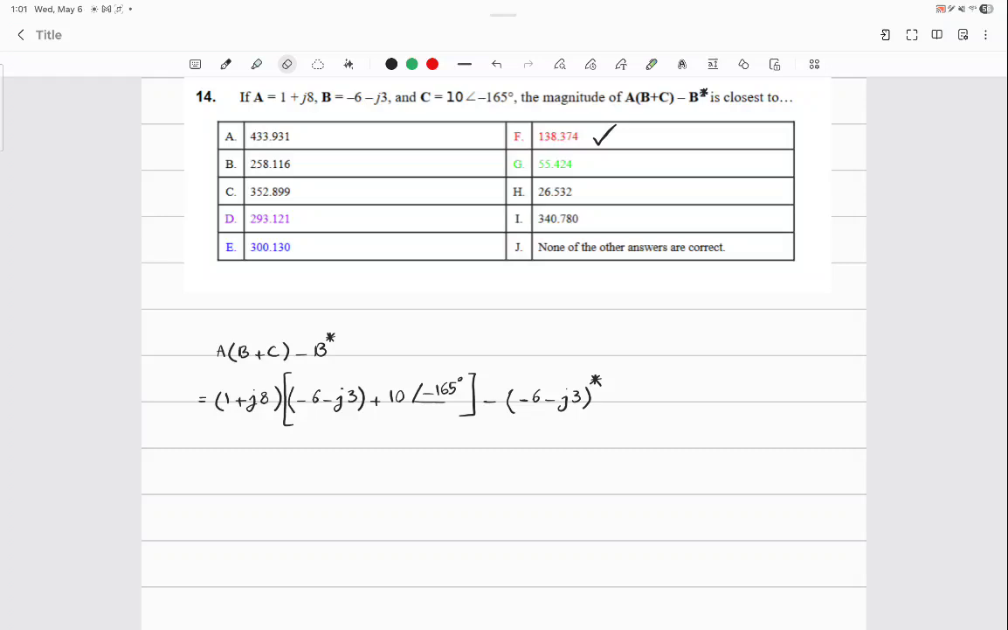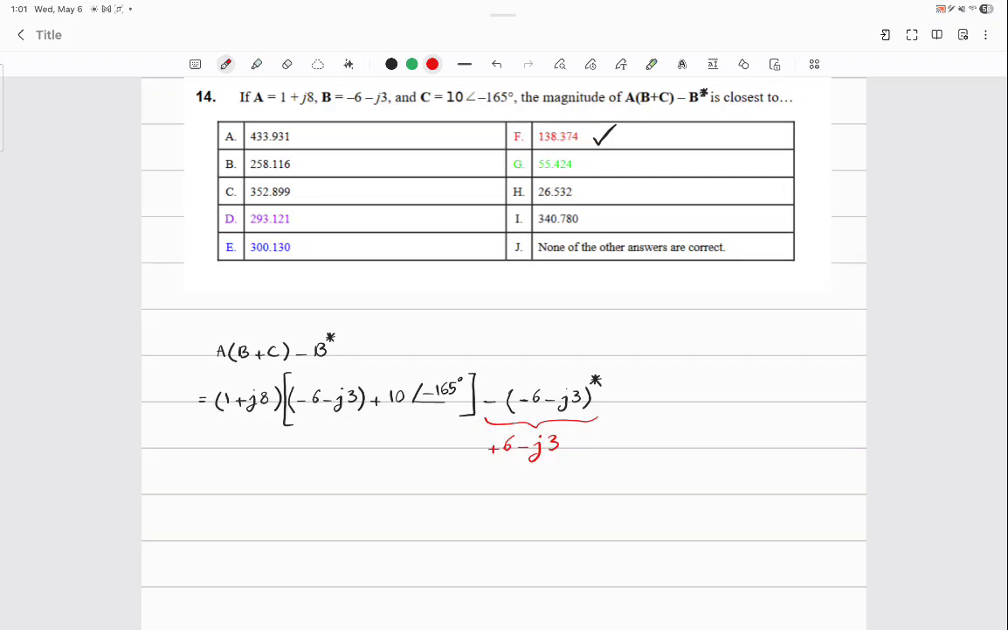And then I'm going to write this for you. This is plus 6 minus J3. Okay, so you get that and then you take the magnitude.